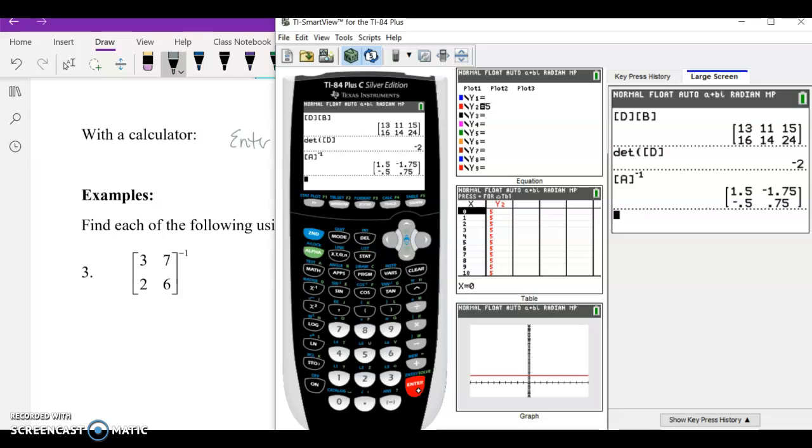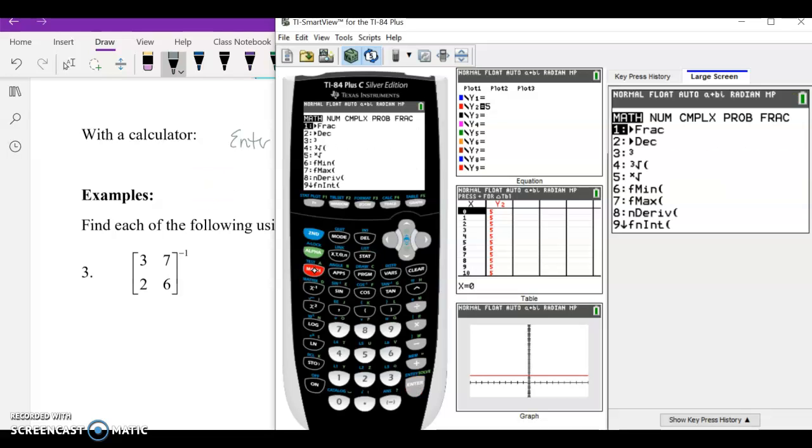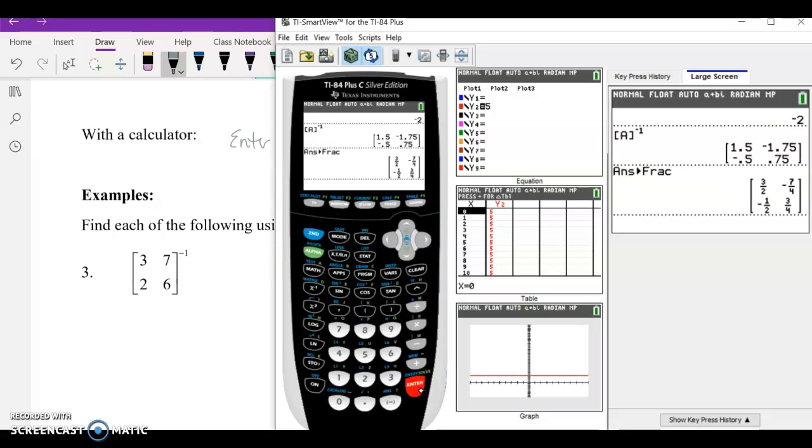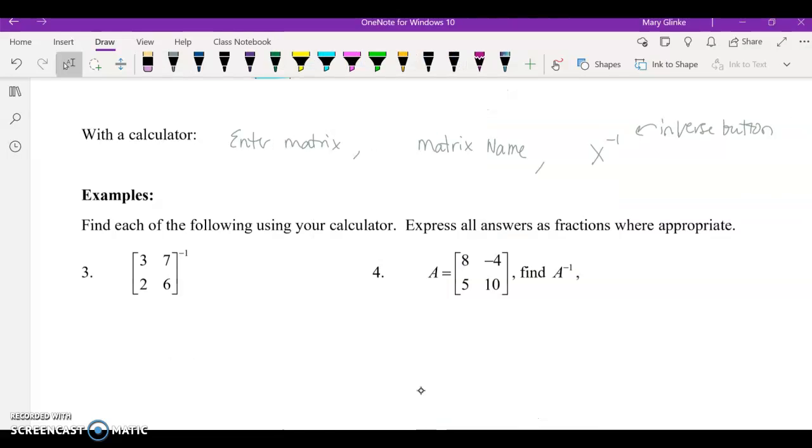Now, say these were nasty decimals, and I said, hey, I don't want any decimals. I only want fractions. One really cool thing is that your calculator can turn all of those into fractions at the exact same time. So if you are getting nasty decimals as a matrix, you still do math frac and it will turn it into your fractions. So our answer for this one was 3/2, -7/4, -1/2, and 3/4.